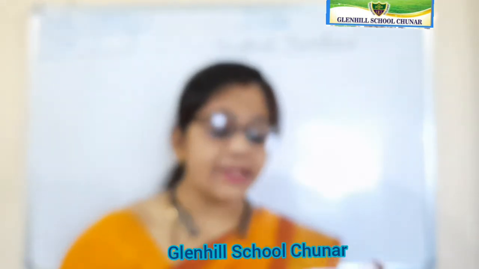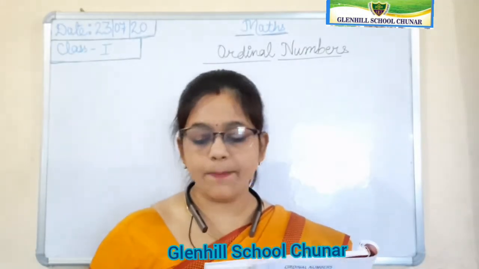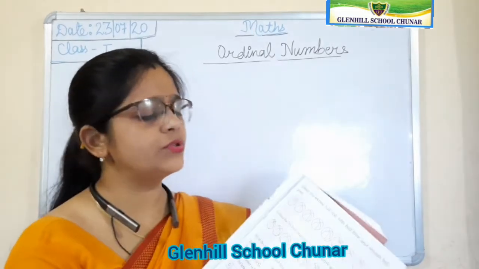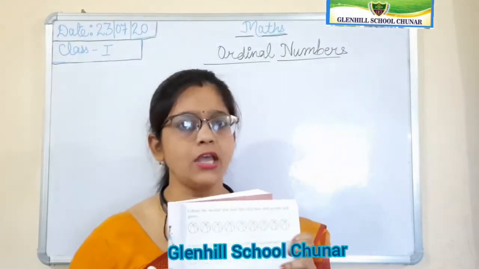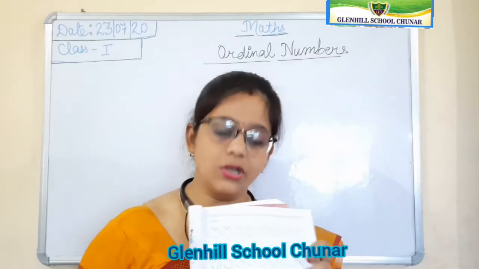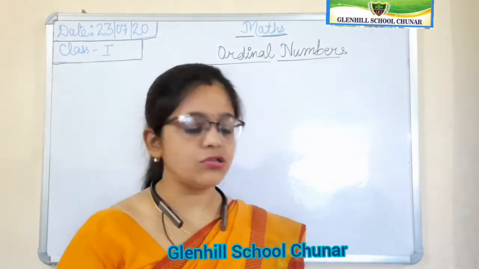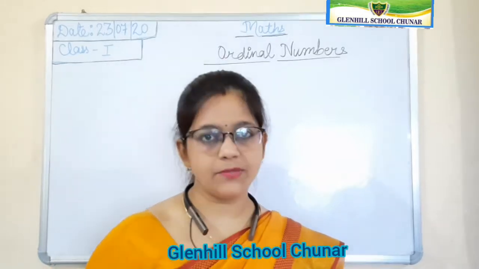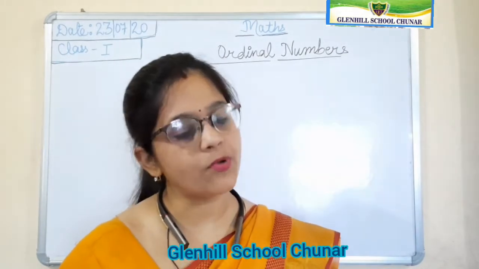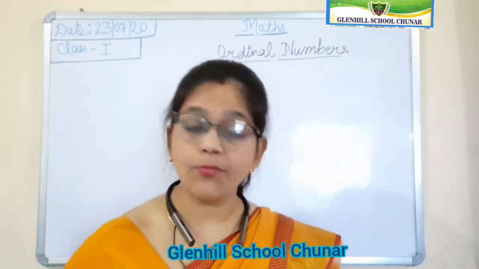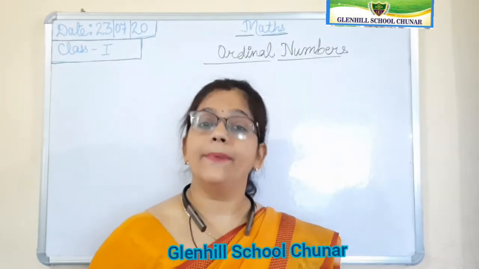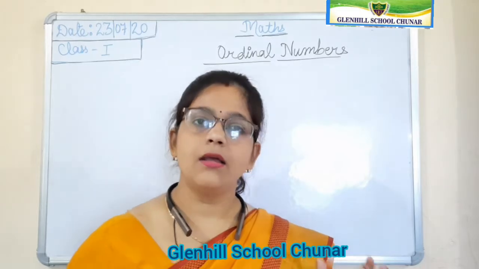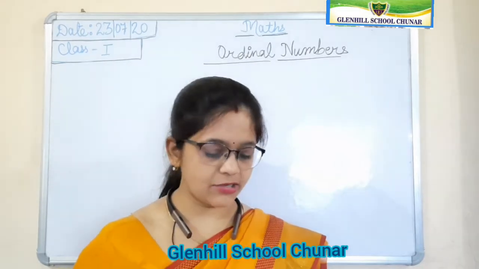Color the seventh ball orange, third ball purple, and eighth ball brown. So like this you have to do the second question also. Do it on your own. Here also, the ball that comes at the seventh position, you have to color it orange. The third ball will be in purple color, and the eighth ball, you have to do it in brown color. Like that you have to complete.